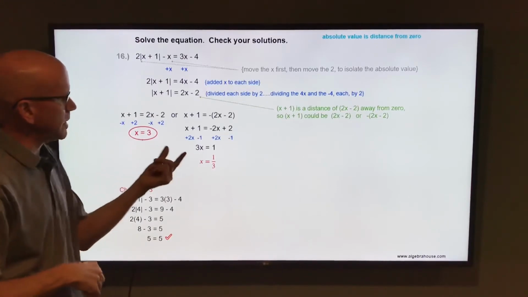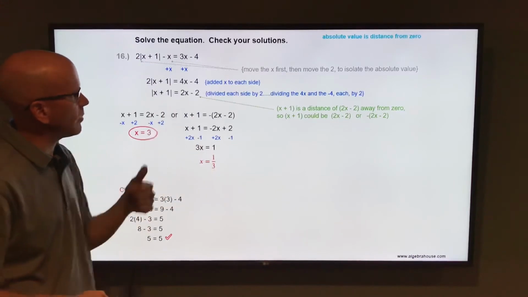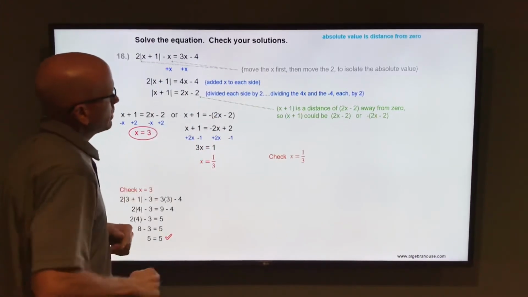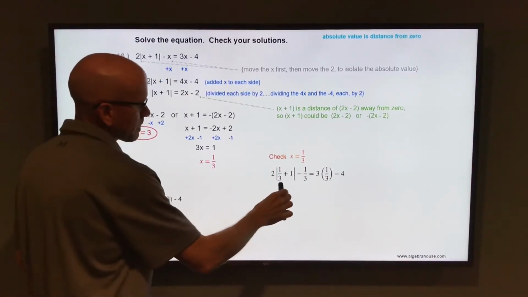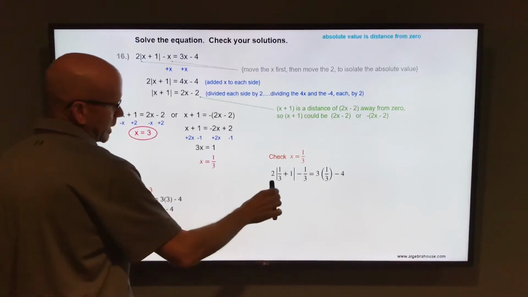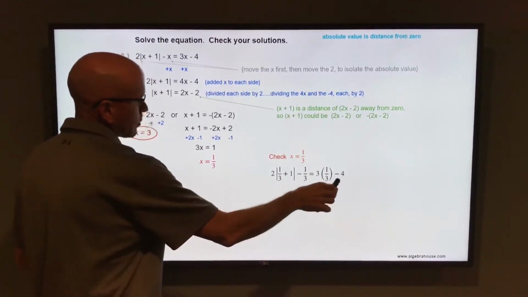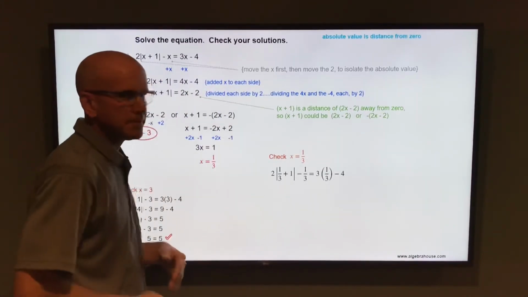But it does not mean that this 1/3 is a solution. So we also need to check that 1/3 back in. So we're going back to the original equation and we're replacing every x in that original equation with the 1/3. So now we have 2 times the absolute value of 1/3 plus 1 minus 1/3 equals 3 times 1/3 minus 4. Replacing each x in the original equation with 1/3.